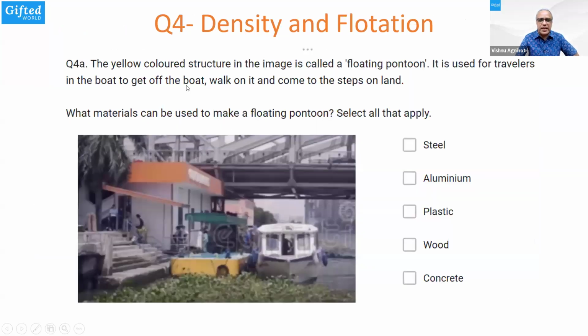This is a somewhat tricky question, especially for students below grade 6, 7 level, I think, and even for engineers, I think it is not easy, though it should not be so difficult. A floating pontoon, like a floating jetty, is used for travelers in the boat to get off the boat, walk on it, and come to the steps on land. What materials can be used to make a floating pontoon? There were 5 choices, and you could choose more than one: steel, aluminium, plastic, wood, concrete.